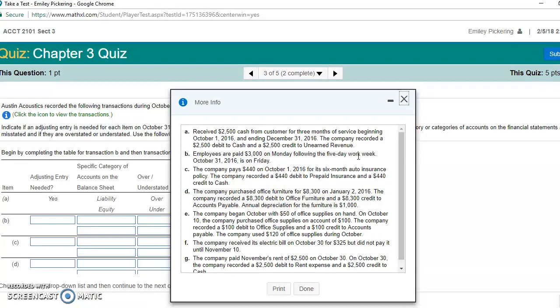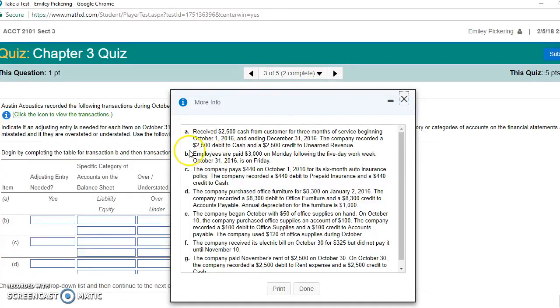So they've already done A for you, so let's talk about B. Employees are paid $3,000 on Monday following a 5-day work week. October 31st is a Friday. So if October 31st is a Friday, they have not been paid for that week, but they have earned it. So we need to go ahead and account for 5 days worth of work because they're not going to get paid until the following Monday, which is in November.